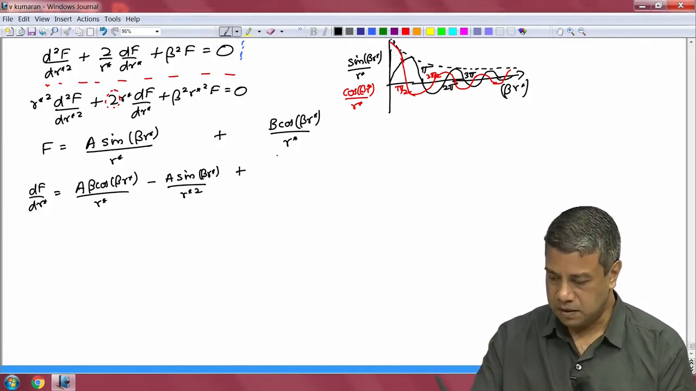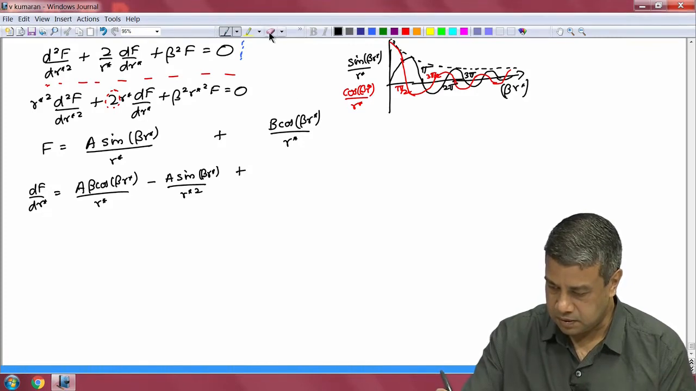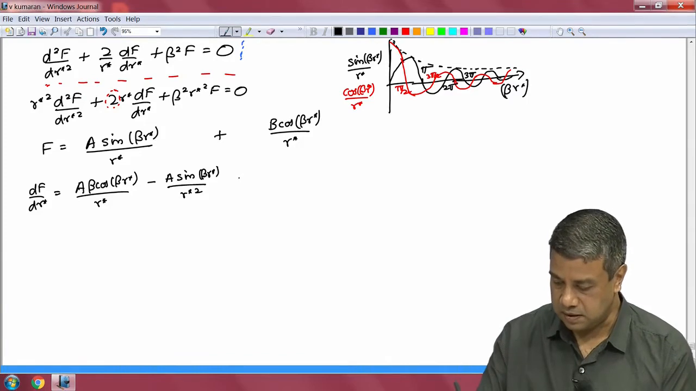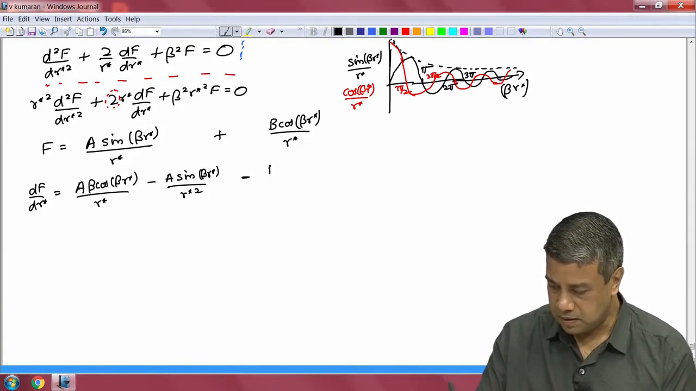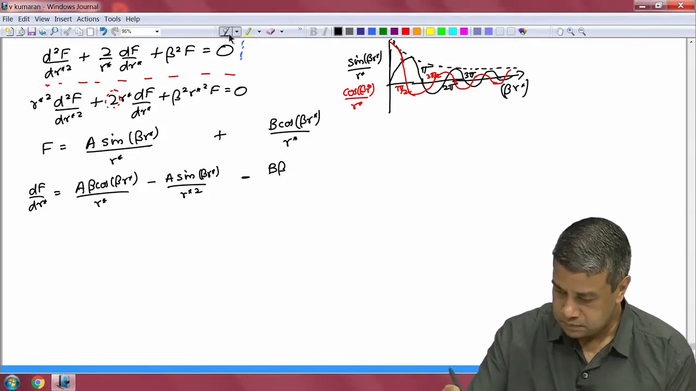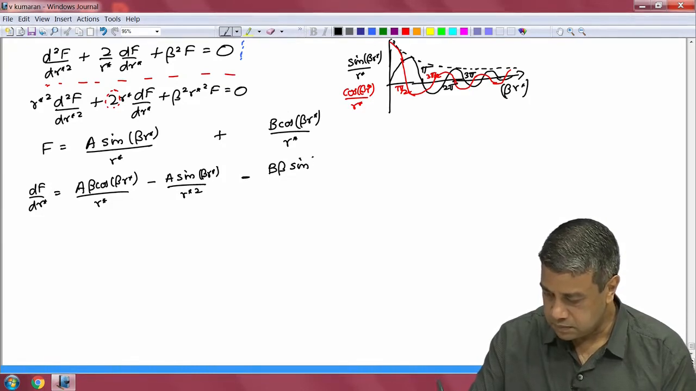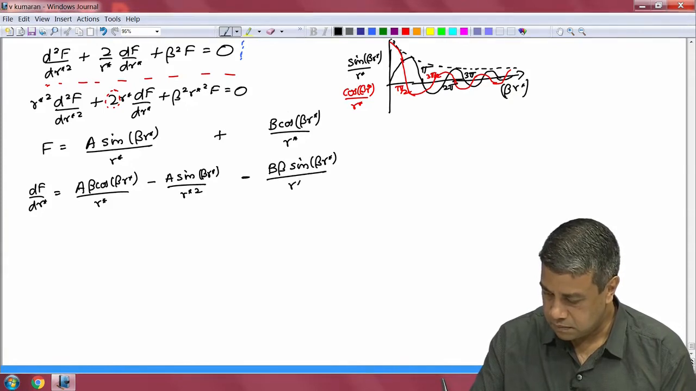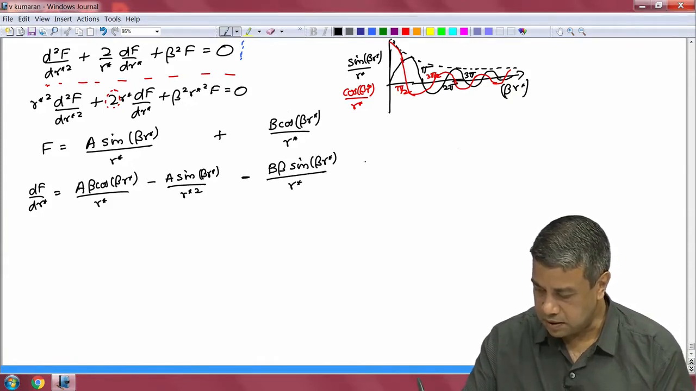First the numerator, you will get a negative sign because the derivative of cos is minus sine. So, I get minus b beta sine of beta r by r, and then differentiate the denominator, minus b cos of beta r star by r star square.